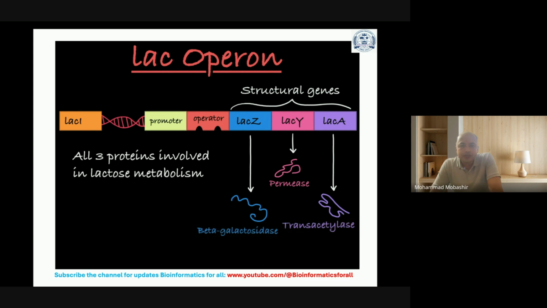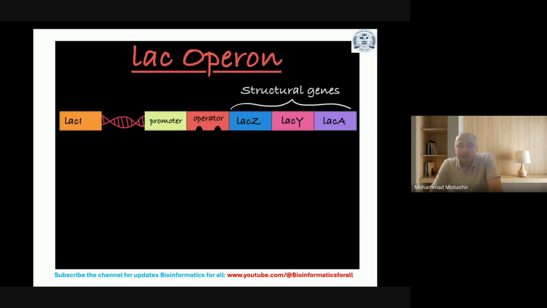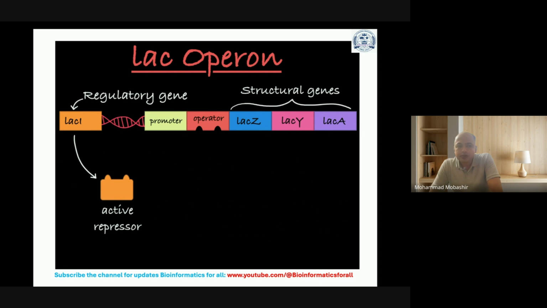All three of these proteins work together to help the cell bring in and metabolize lactose when it's available in the environment. This breakdown of lactose provides energy for the cell. These genes all share a promoter and an operator. Further upstream of the operon, you see the regulatory gene LAC-I, which encodes an active repressor.